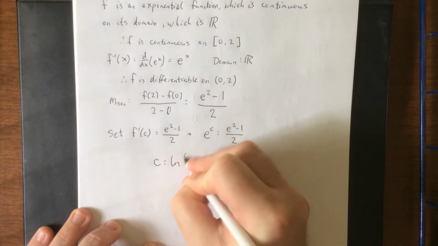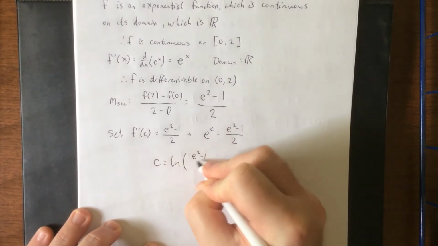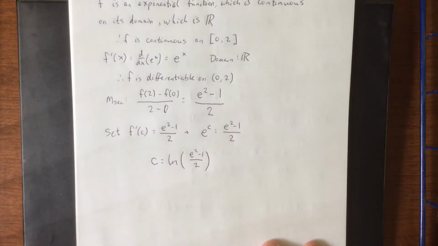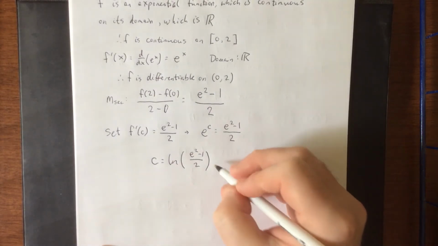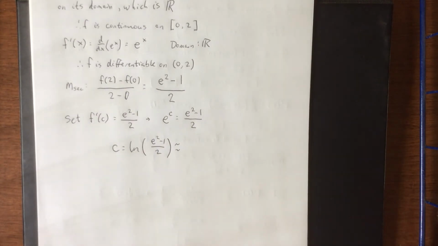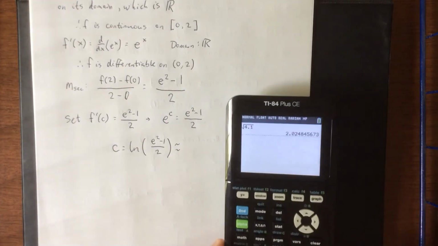We get c is equal to the natural log of (e squared minus 1) all over 2. Now, it may not look all that pretty, but I guarantee you that is the correct exact version of the final answer. If you're interested in verifying that this thing is actually on the appropriate interval between 0 and 2, you are welcome to approximate this answer.